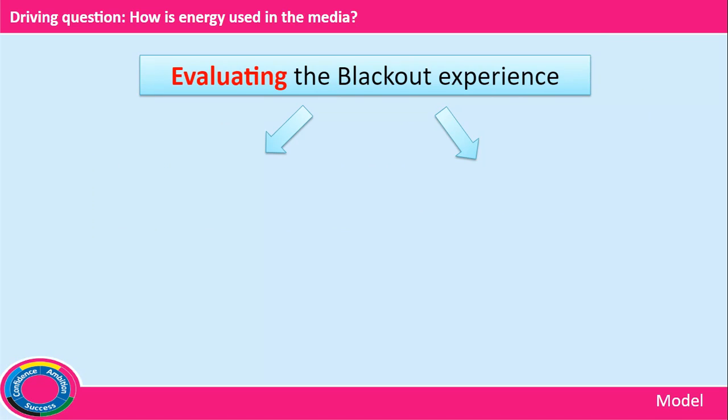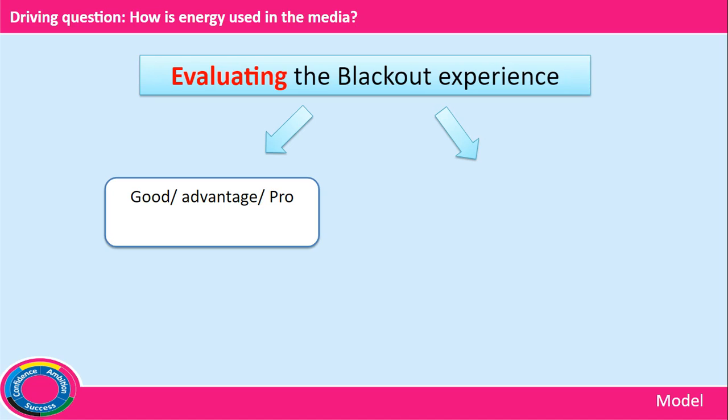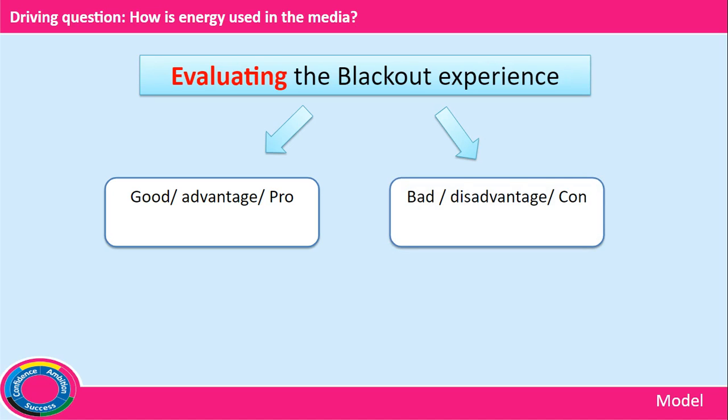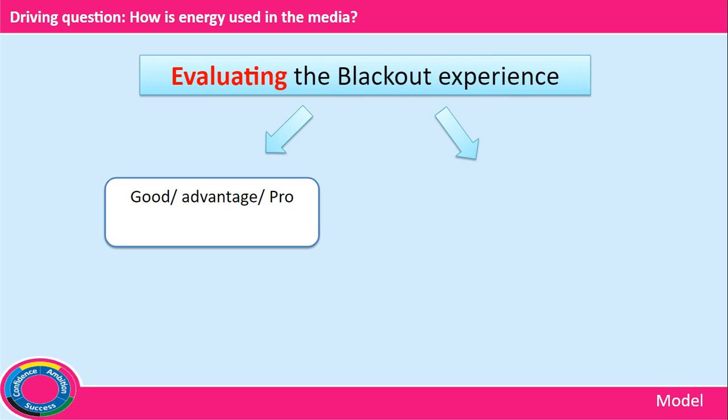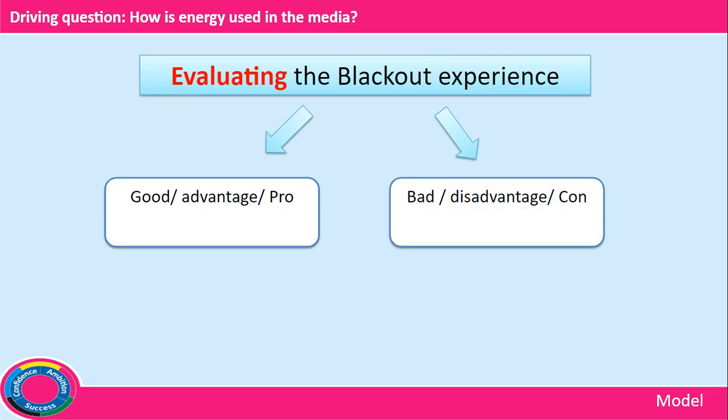Evaluating the blackout experience as a child. Electricity. It's never going to always go right. The good thing and the bad thing. So when we evaluate, we look at the good or the advantages or pros, and we also look at the bad or the disadvantage or the cons. So all of the words mean the same thing.